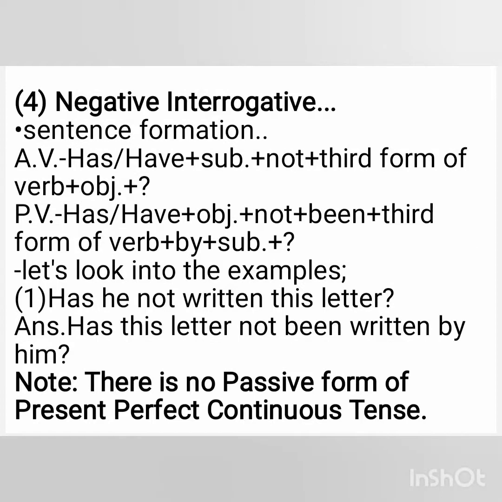Now let's see negative interrogative sentences. The sentence formation will be, in active voice, has, have plus subject plus not plus third form of verb plus object plus question mark. And in the passive voice, it will be has, have plus object plus not plus been plus third form of verb plus by plus subject plus question mark.